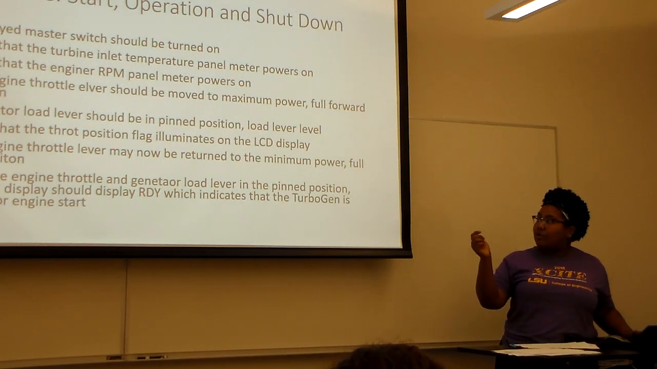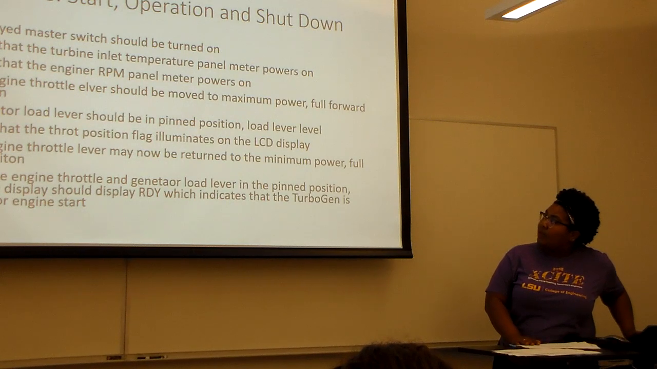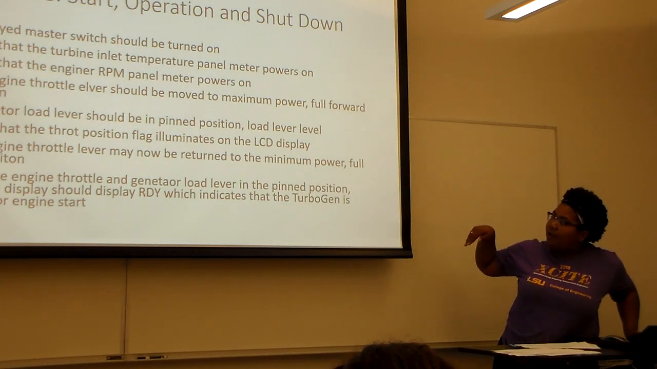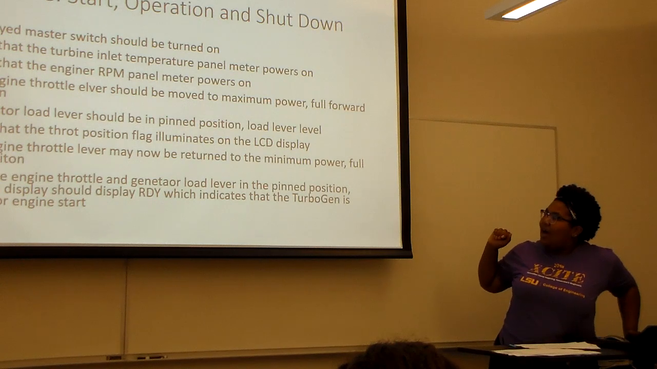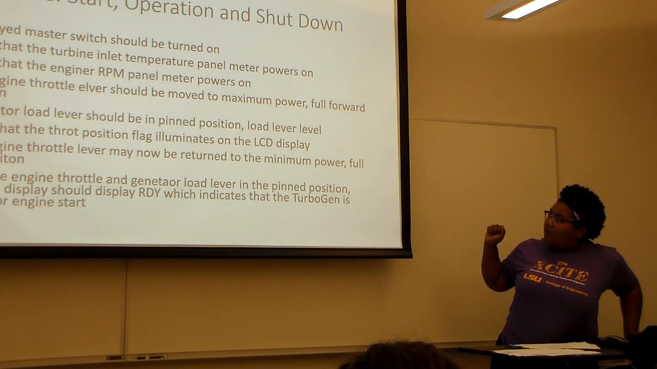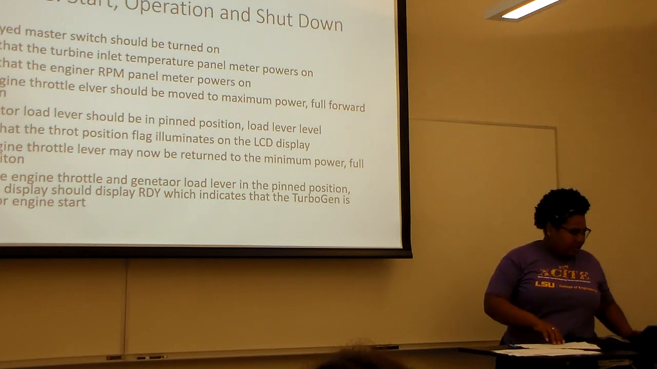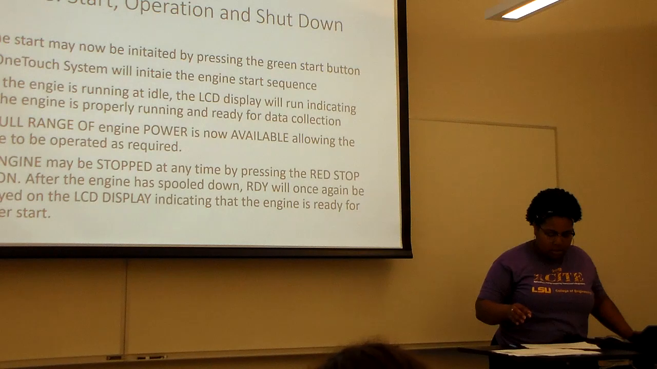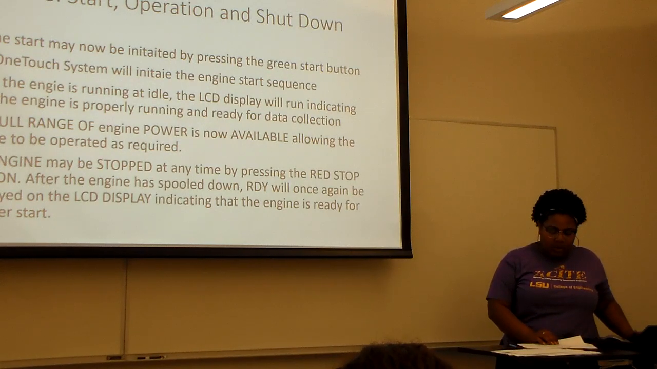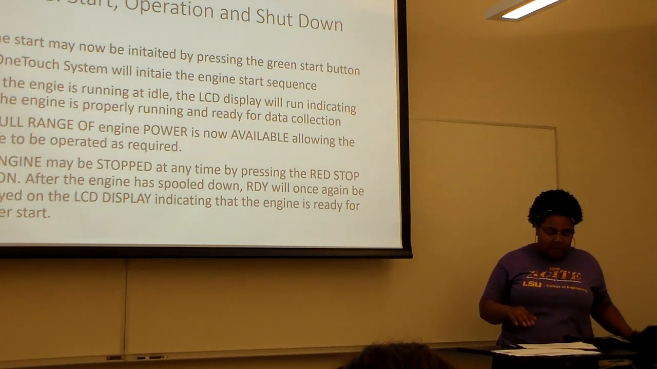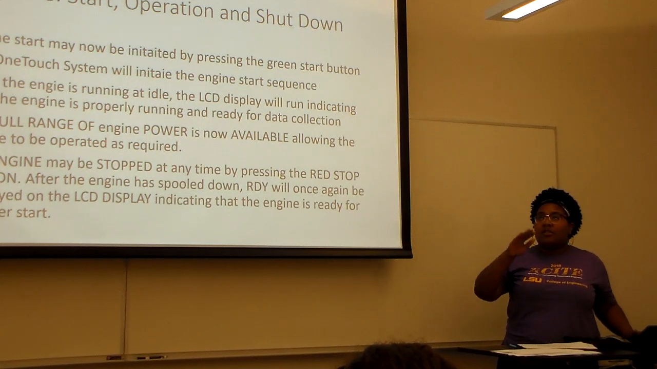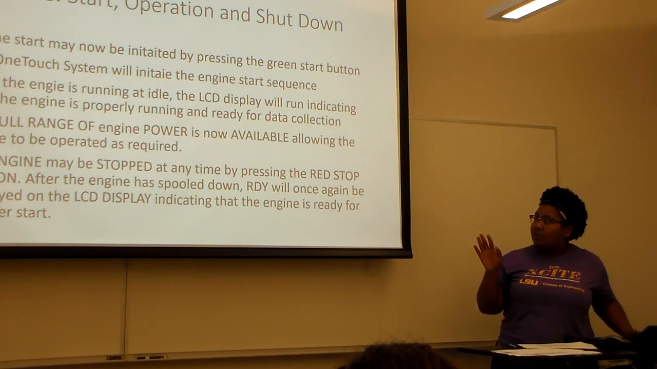So basically, you turn the switch on. You have to make sure that all the panels are turned on. You have to make sure that the generator load lever is in the on position. You have to make sure all your LCD screens are on so you can get the correct readings. The engine start can now be initiated, which you do by pressing the green button, and it all just kind of goes. Like I said, you have to make sure all your LCD screens are on so you can read what's happening on them.